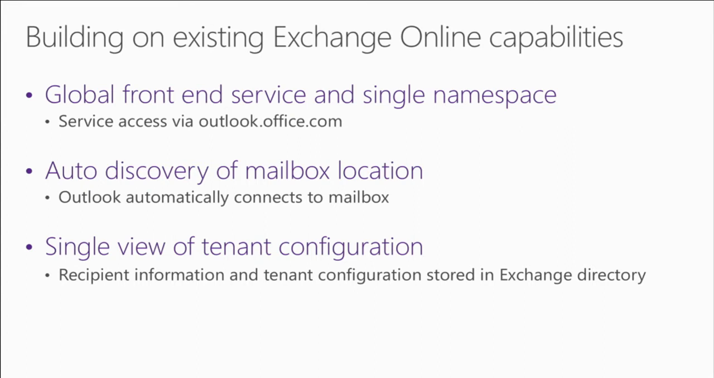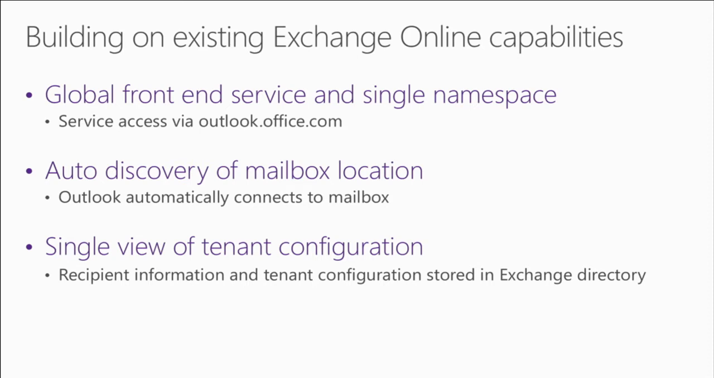The first one is that since the beginning of the service, we've had a global front-end service accessible via a single namespace. If you had a chance to check out some of the networking sessions earlier in the week, this was discussed in some depth. At a high level, though, what it means is that the point where the client connects to Exchange Online is already multi-geo. What we're adding here is the ability for you to select where the user's data is stored in the background.